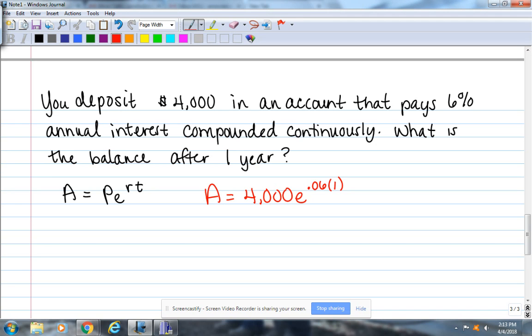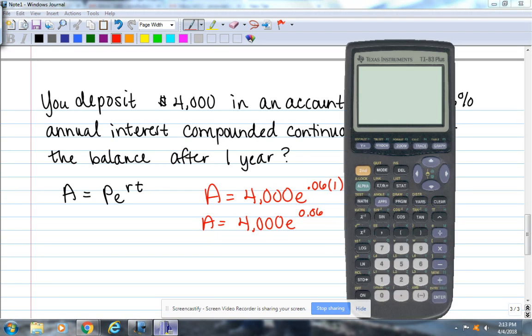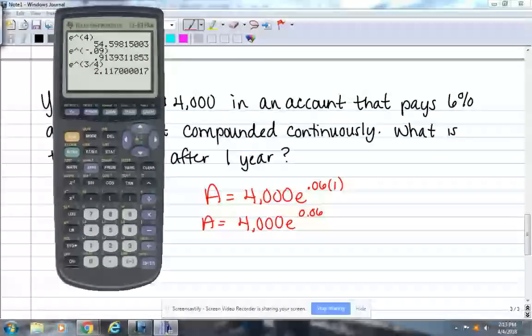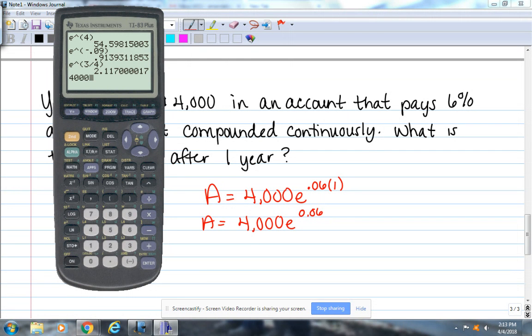Now, first thing I want to do is multiply these two exponents together. What's 0.06 times 1? It's just 0.06, right? And to get that amount, we can type it straight in our calculator. Go to second, quit to get back to your home screen. Your calculator will automatically do the order of operations. So hit 4,000, and then E, which is second LN, and then 0.06. Close your parentheses. Hit enter.